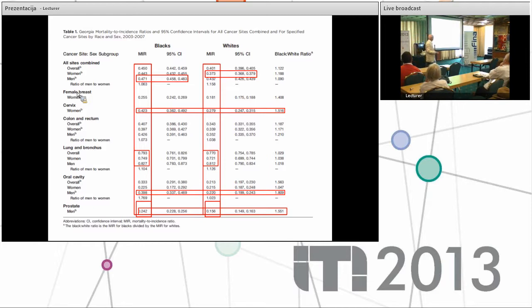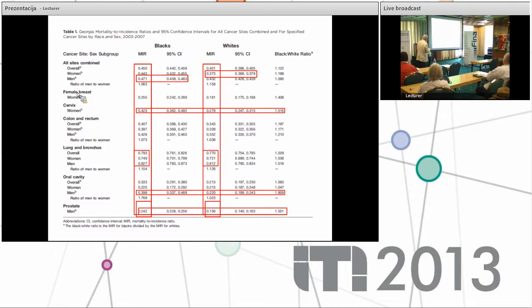I'm sorry, this is probably hard to see in the back. I'll go over this. This is the mortality incidence ratios, for blacks and whites. The mortality incidence ratio for all sites combined for women was 0.44, so 44% basically, and it had a certain confidence interval that we calculated.